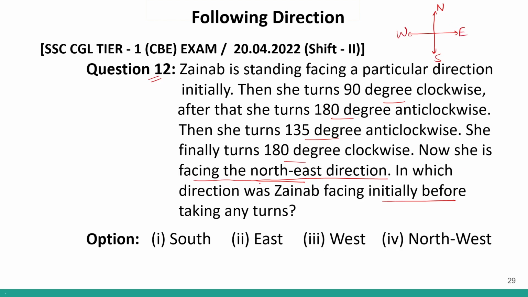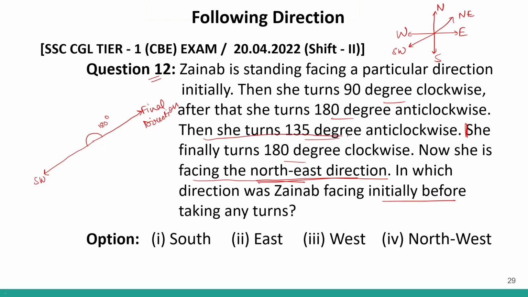Okay. So the final direction is northeast. That is this direction. This is the northeast direction. So let us say this is the final direction. Now what we have to do is move backwards. We have to do this in reverse order. So before this, she turned 180 degree clockwise. For 180 degree, it does not matter whether it is clockwise or not. So before this, she was facing this direction. This direction is southwest. So before this, she was facing southwest.